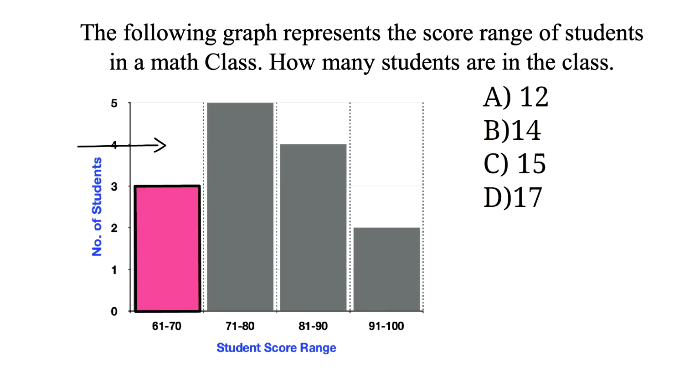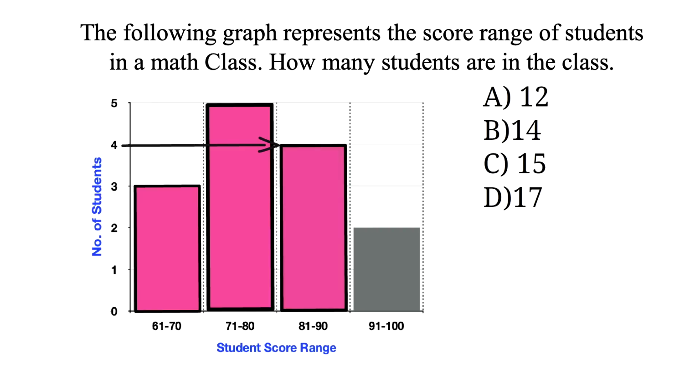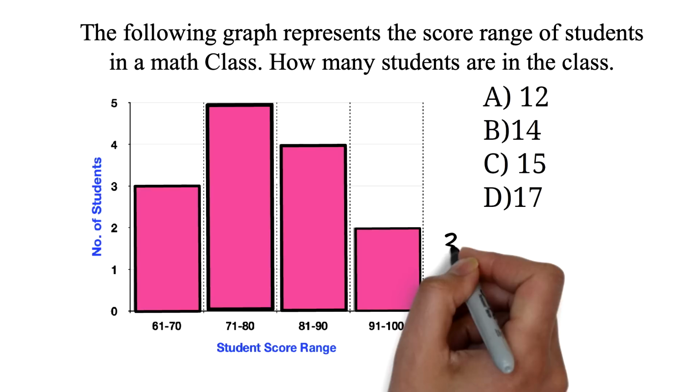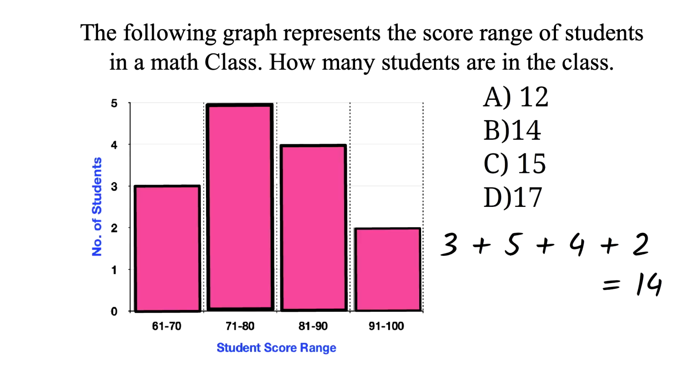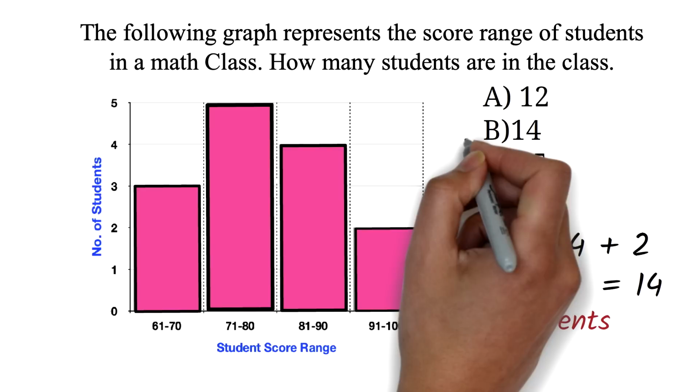From the graph, you'll notice that there are 3 students whose score ranged from 61 to 70. There are 5 students whose score ranged from 71 to 80. There are 4 students whose score ranged from 81 to 90. There are 2 students whose score ranged from 91 to 100. We add these to get the number of students. 3 plus 5 plus 4 plus 2 equals 14. Therefore, there are 14 students in the class. So the correct answer is B.